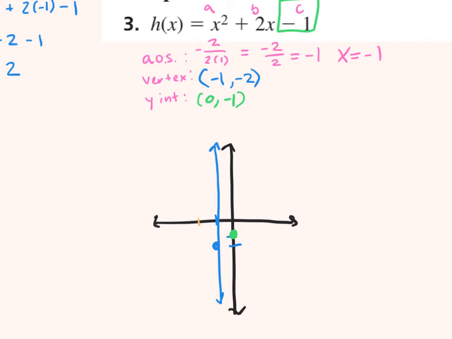Perfect. Well, negative 2, and then we see that this green dot is down 1, so our next point would just be at negative 1. So our other point on our graph is going to be negative 2, negative 1.